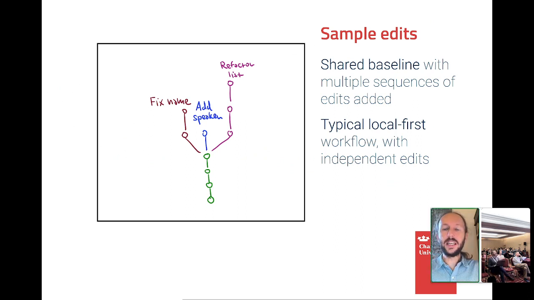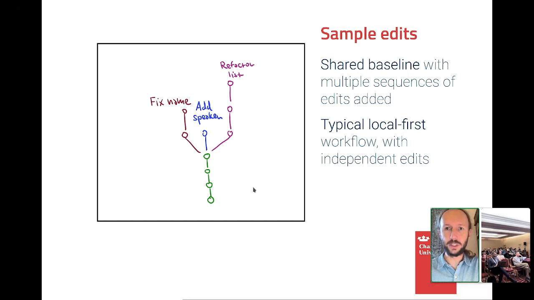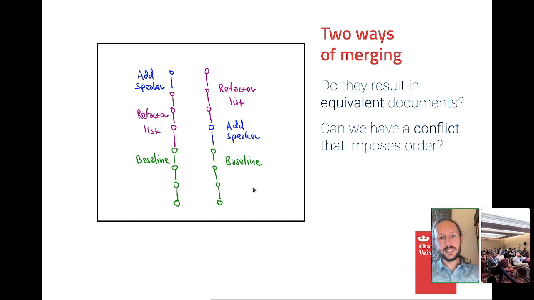Again, the important thing here in the demo is that I've got this green bit at the bottom, that's my baseline. And then on top of that, I can replay various other edits, like adding a speaker or refactoring the list. This is kind of a typical local-first scenario where maybe you work in a disconnected mode, and then you need to reconcile the edits coming from multiple sources. In this example, I had two different ways of merging, where we take the baseline and then we either refactor and add a speaker, or add a speaker and refactor.